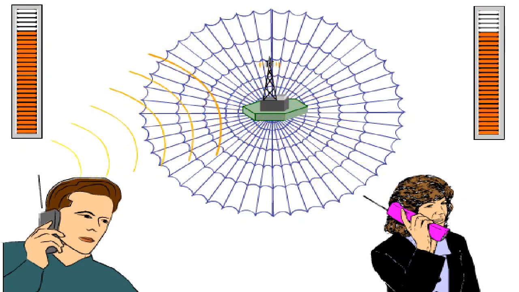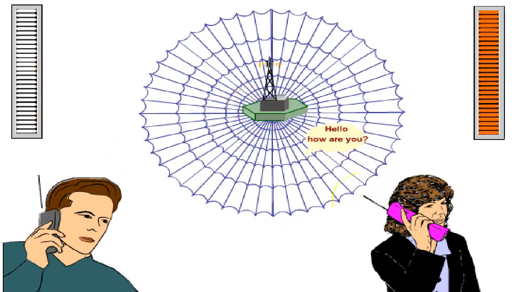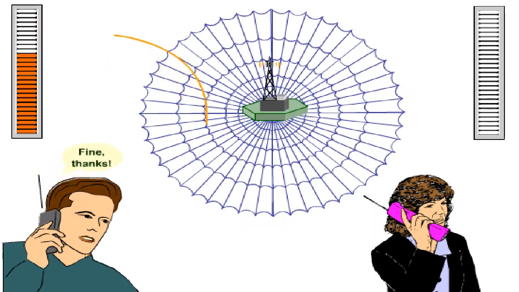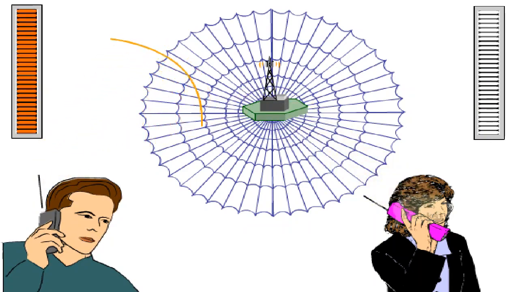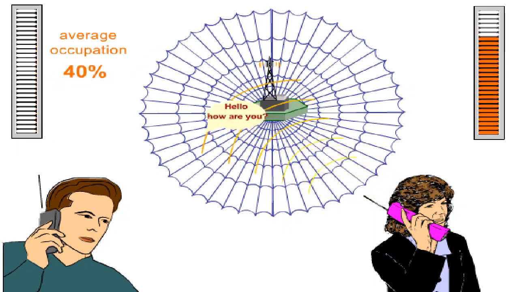Therefore, it's logical to switch off the sender whenever the subscriber is not actively transmitting information. Considering the pauses in the dialogue and also the pauses between and within the sentences, we find that the average occupation of the radio link is less than 40%.